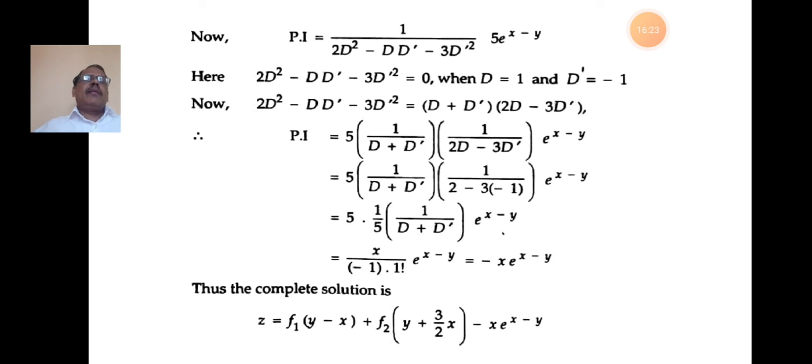Therefore the complete solution is given by z = f1(y − x) + f2(y + 3/2 x) + x e^(x−y). So this is the complete solution of the given homogeneous partial differential equation.